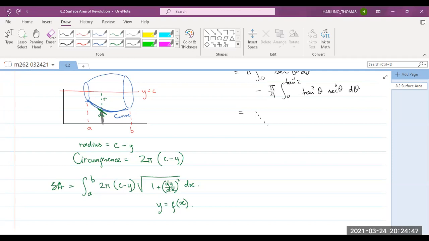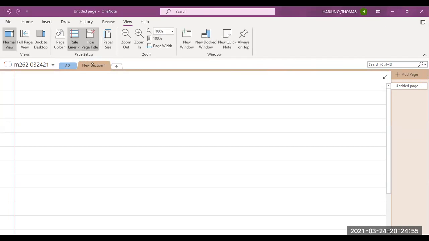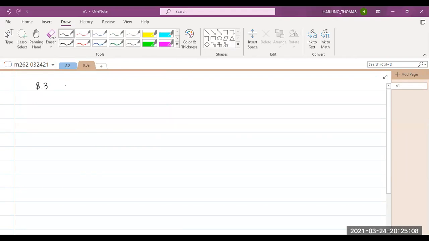Let me go on to 8.3. There are two parts in this 8.3. 8.3 consists of part A on hydrostatic force, and the second one is mass and center of mass.